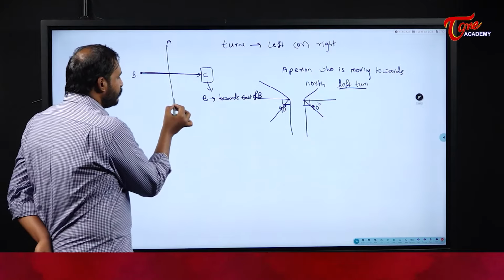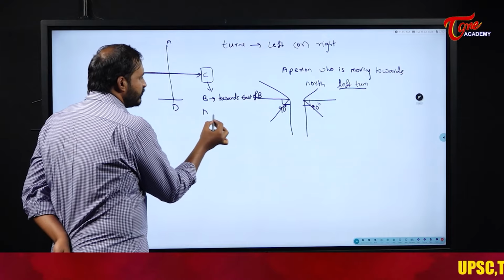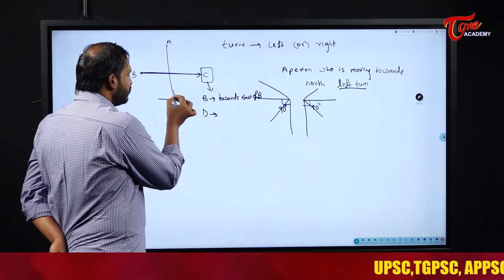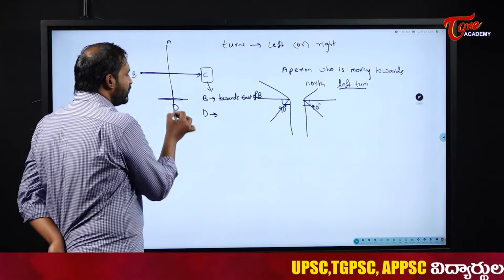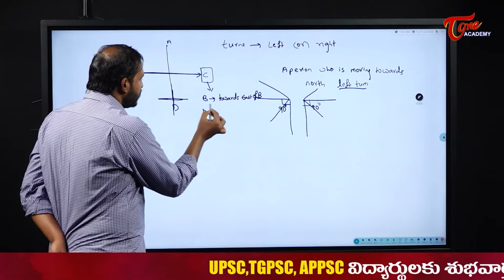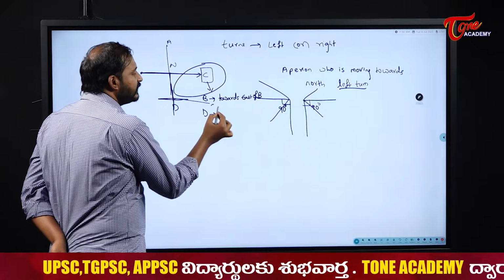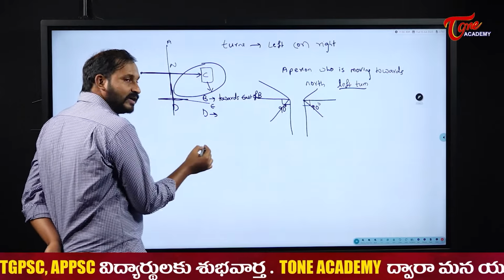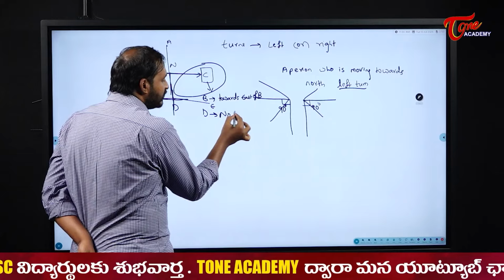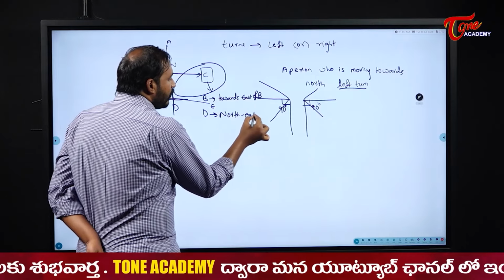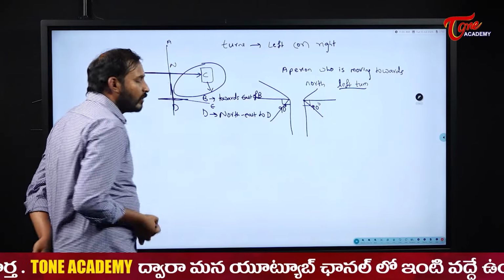Now with respect to D, the same position with respect to D. What happens with respect to D means I will put a plus mark at D. So when I extend these lines, this area everything comes under what? Northeast, right? So with respect to D, the position of C will become northeast to D.